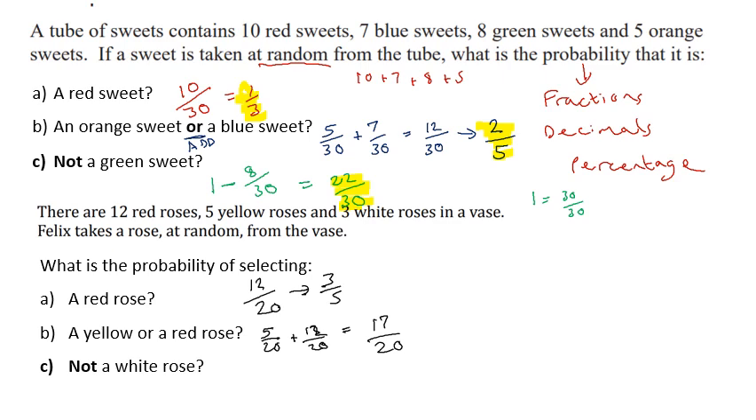And then finally, for not a white rose, I'm going to do 1 take away the probability of a white rose, which is 3 out of 20. 1 take away 3 over 20 is 17 over 20. Just highlight those answers again.